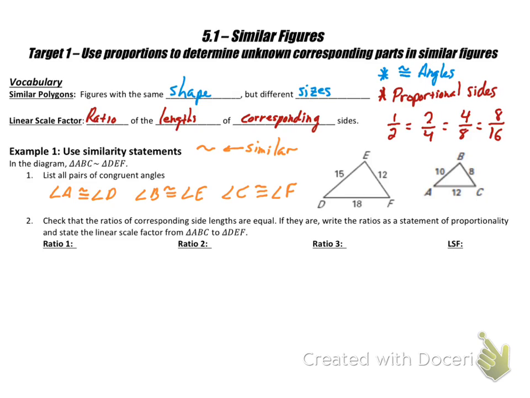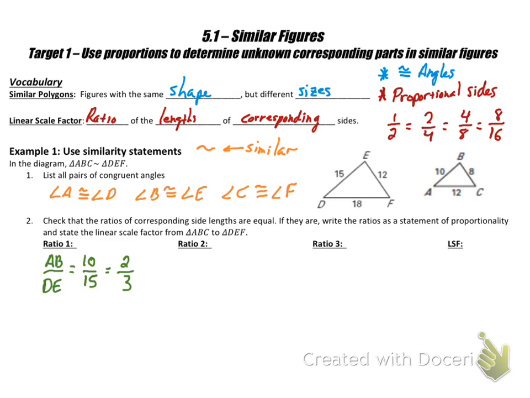So you'll notice in example 1, we have these two similar triangles. DEF is an enlargement. It's gotten bigger compared to ABC. So now in number 2 here, what I need to do is check that the ratios of the corresponding side lengths are equal. And so ratio 1, let's say AB, well, AB needs to match up with DE. And if I do that, AB is 10, DE is 15. So if I simplify that, 10 over 15, that's going to simplify to give me 2/3.